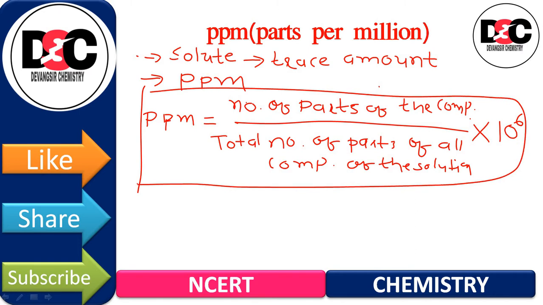As in the case of percentage, the concentration in parts per million can also be expressed as mass to mass, volume to volume, and mass to volume.